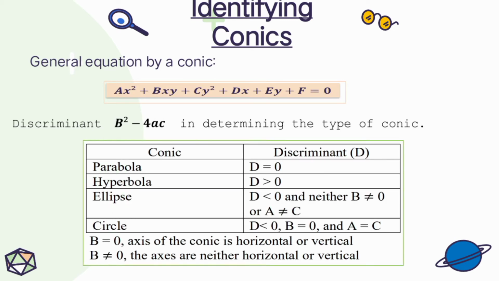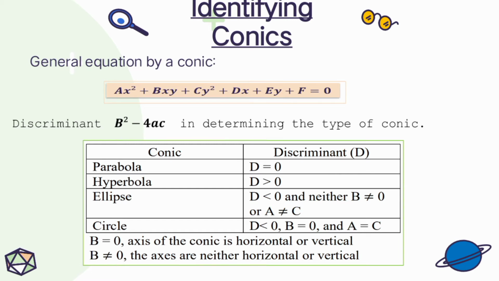And here we are given the table. If the value of D is equal to 0, it is a parabola. If the discriminant is greater than 0, it is a hyperbola. If the discriminant is less than 0, it is either an ellipse or a circle. If D is less than 0 and A is not equal to C, it is an ellipse. But if D is less than 0 and A is equal to C, it is a circle.